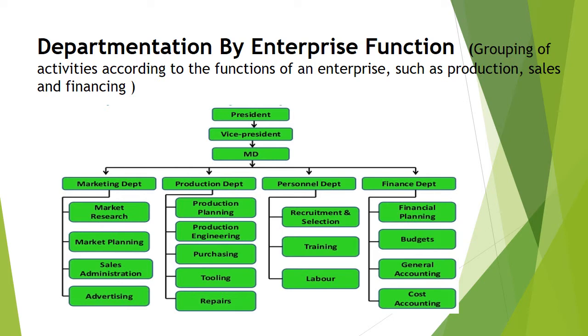For instance, an organization will be performing several functions such as marketing, production, personnel related and finance related. Thus, under departmentation by enterprise function, we segregate an organization into marketing department, production department, personnel department and finance department, and then departmentation is carried out.